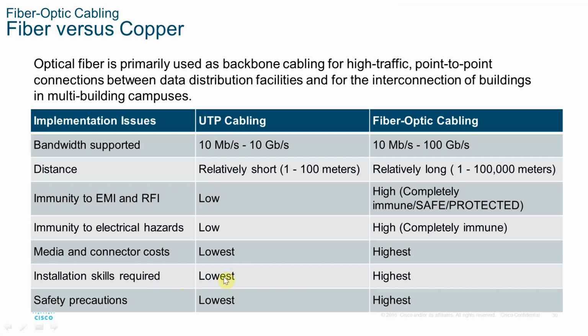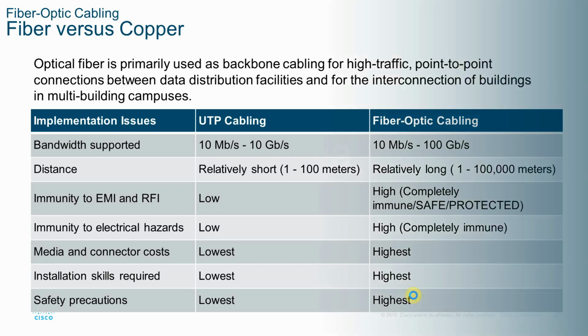Installation skills: anybody can install it. Just go to a normal shop, they will do it. But for fiber optic cabling, a trained person will come from Omantel and install the fiber optic cable. Safety precautions are lowest for copper, but fiber optic has higher safety precautions.